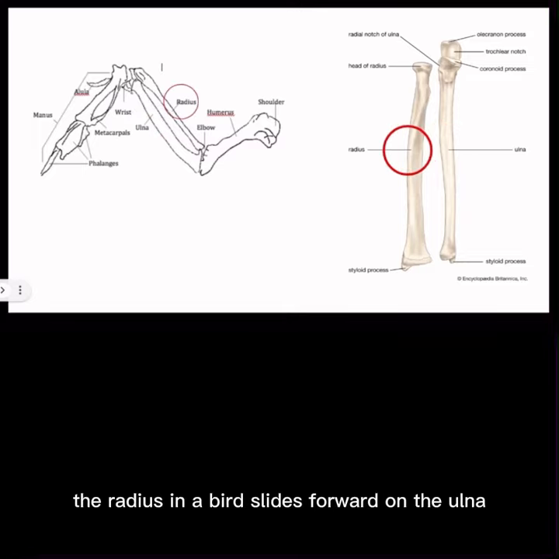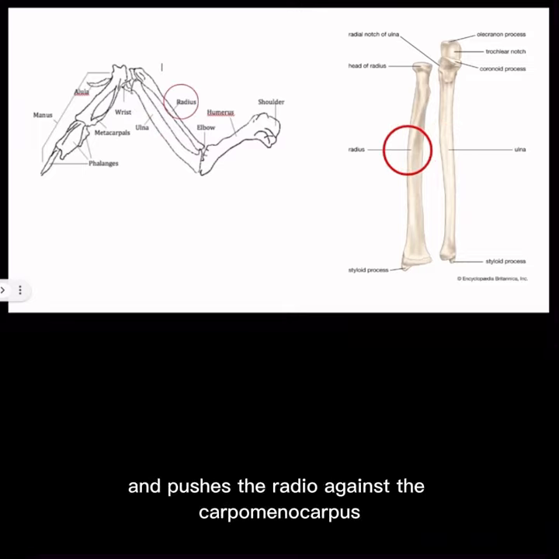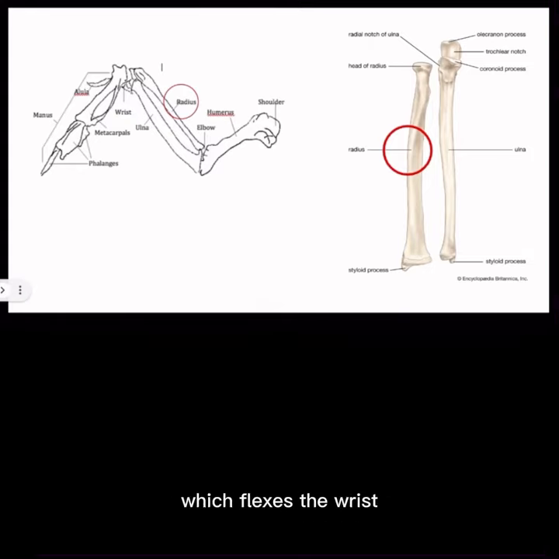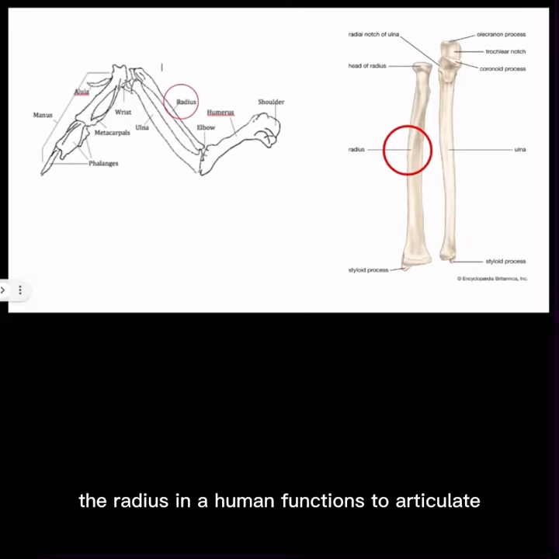The radius in a bird slides forward on the ulna and pushes the radial against the carpometacarpus, which flexes the wrist. The radius in a human functions to articulate with the ulna and humerus at the elbow to provide supination and pronation.